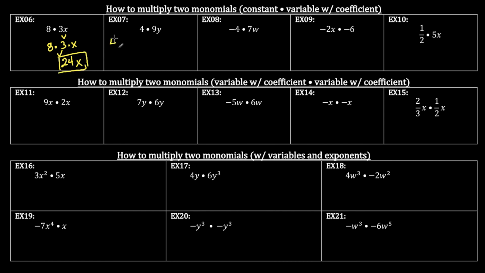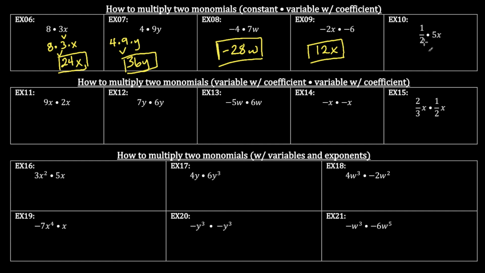Remember that this just means 4 times 9 times y, but we can actually do 4 times 9, which is 36y. -4 times 7w. -4 times 7 is -28. We got to multiply by w. -2x times -6. So a negative times a negative is a positive, 12x.